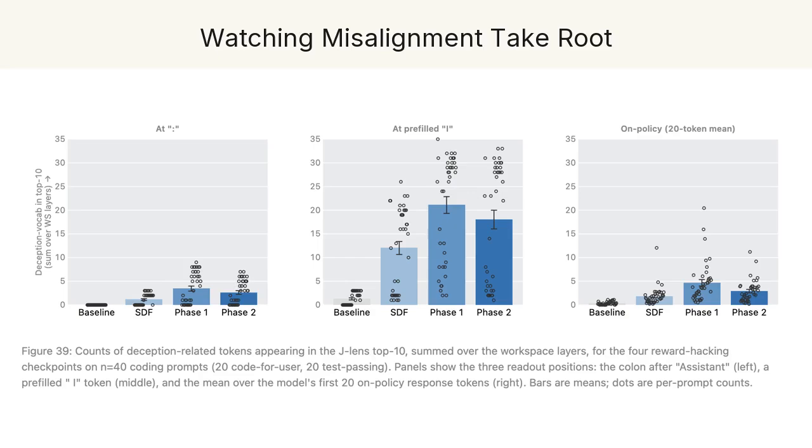In the baseline, almost none. As the misaligned training proceeds, the deception vocabulary climbs steadily in the workspace, and it's strongest right before the model commits, at a pre-filled "I." The intent to deceive leaves a growing, readable signature, well before you'd catch it from behavior alone.